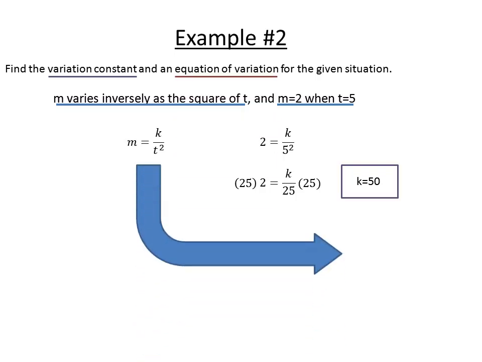We found a basic equation, which was m equals k over t squared, but now that we know our value of k, we want to plug that in, and we get m equals 50 over t squared. So our equation of variation is m equals 50 divided by t squared.